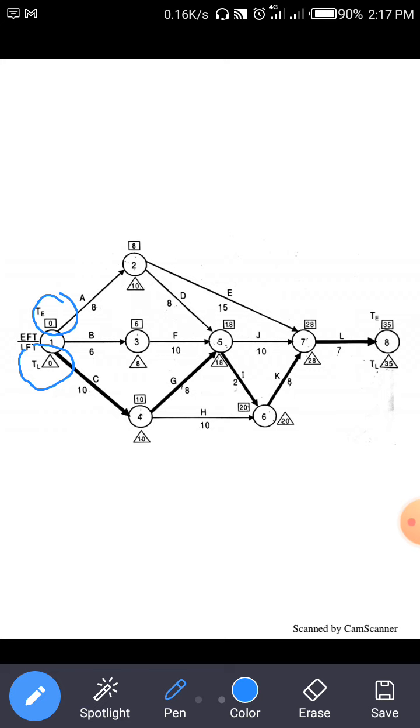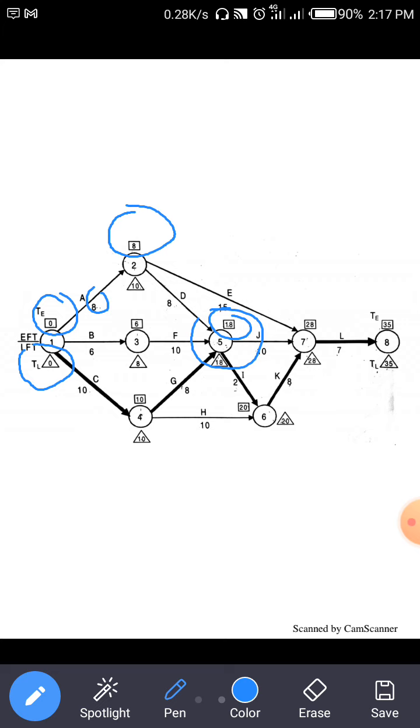For activity 1 to 2, 0 plus 8. After adding the time duration, the TE value for node 2 is 8. Then 2 to 5: before reaching node 5, three arrows merge, 2 to 5, 3 to 5 and 4 to 5. Which value is the maximum? We take the maximum value as the TE value for node 5. Clear?